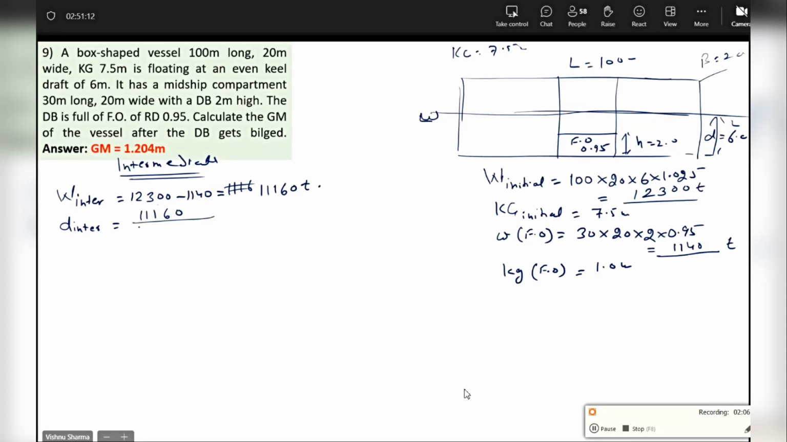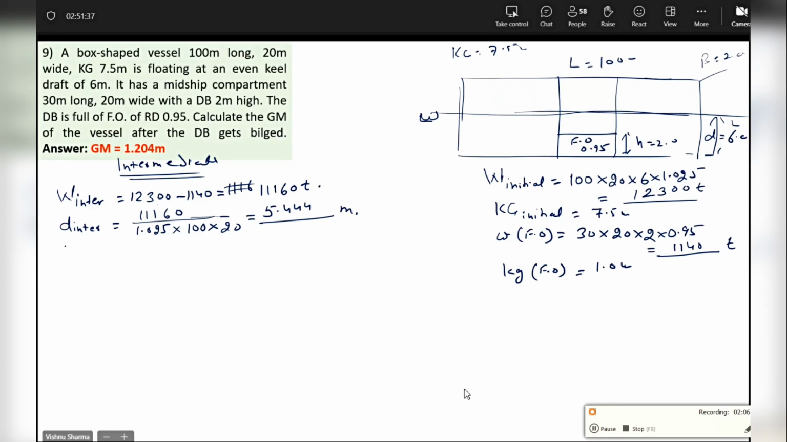I can find out the vessel's draft in the intermediate condition by law of flotation. 11160 divided by 1.025, divided by the length of the vessel and the breadth of the vessel. How many meters is the draft? 5.444.